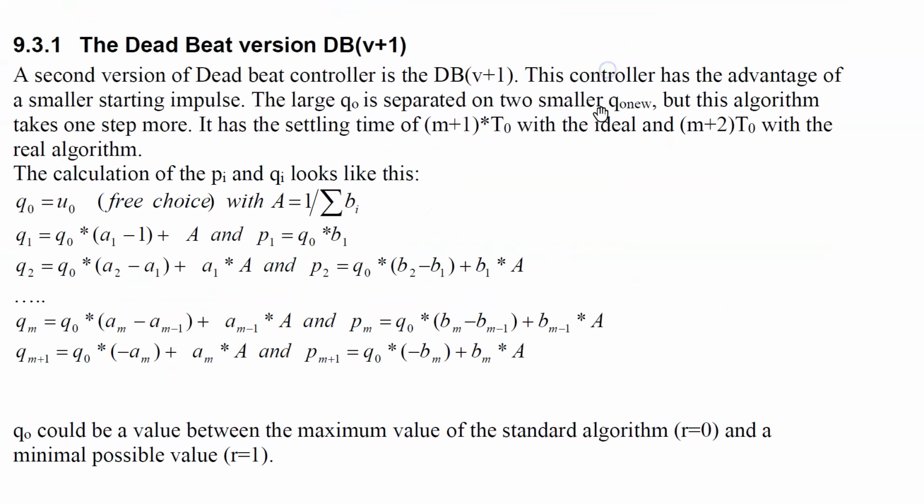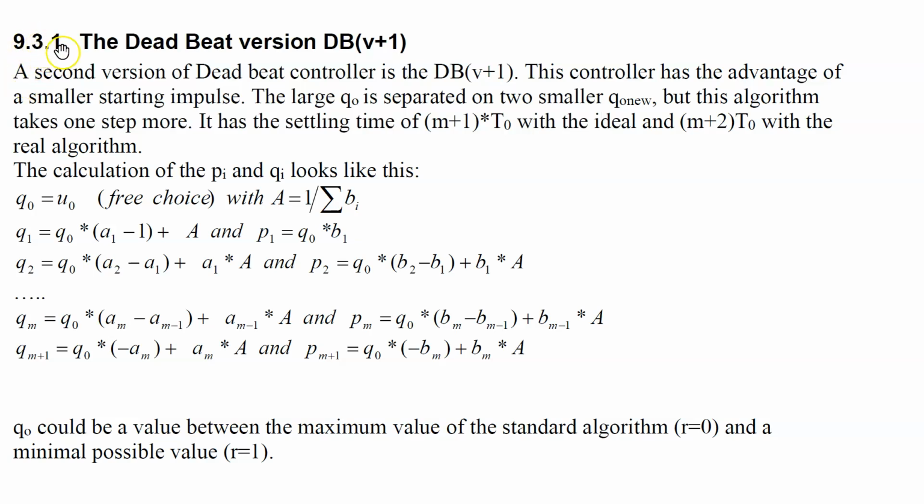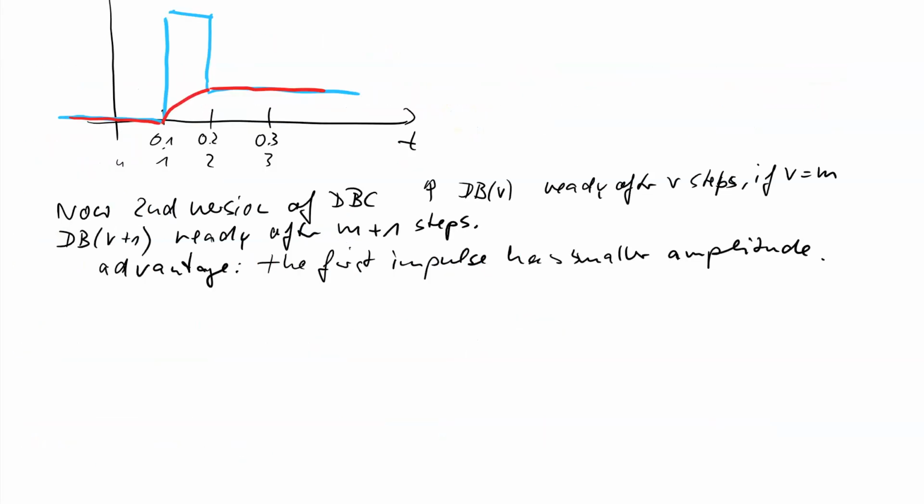Okay, here in chapter 9.3.1 we have this second version of a deadbeat controller. The idea is that the large Q, E0, which defines the first amplitude of the previous deadbeat controller, is now put on 2 steps. We can say, okay, there's a blue curve, you can say deadbeat nu+1. We assume the following diagram.